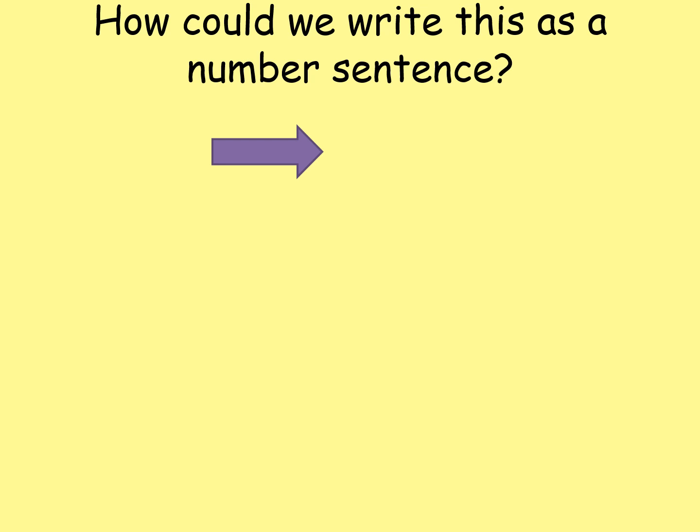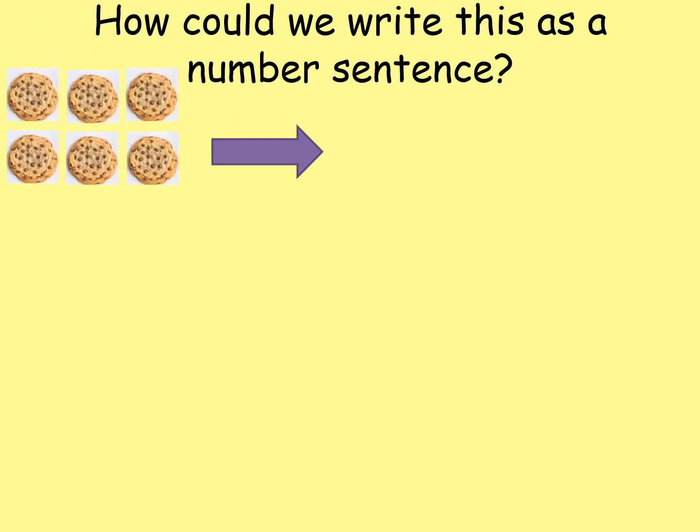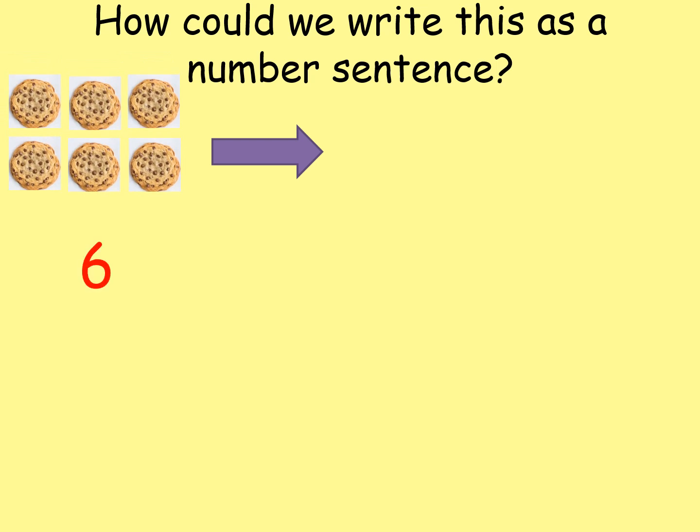Yes, we were using the divide symbol, division. We were dividing, and that divide symbol means that we are sharing or grouping. So we have our 6 cookies. That is how many cookies we start with, so this number has to come at the start of the number sentence. It has to come at the beginning, because that's how many objects we have.